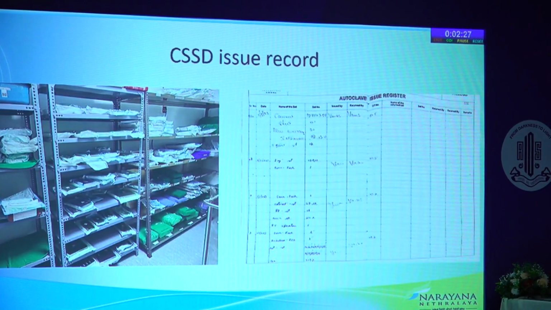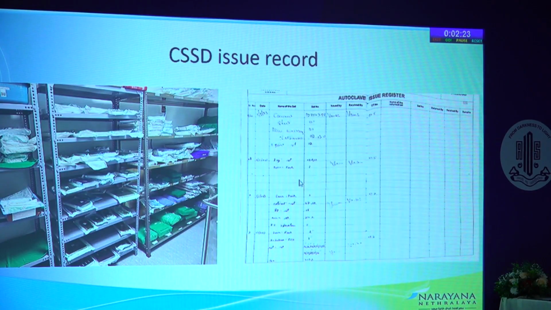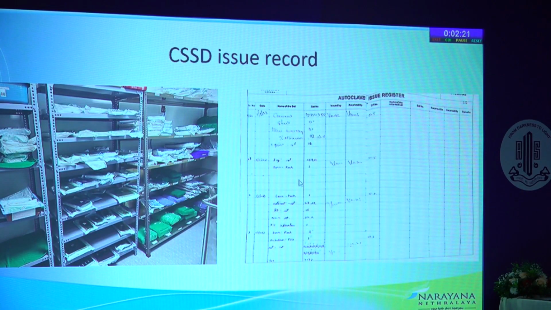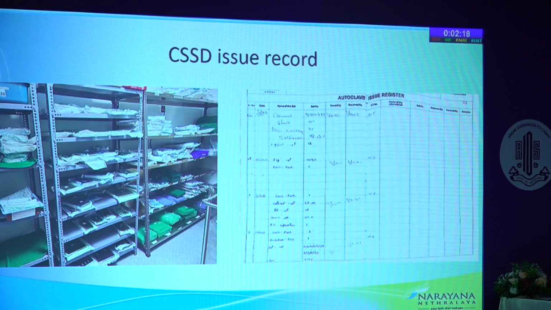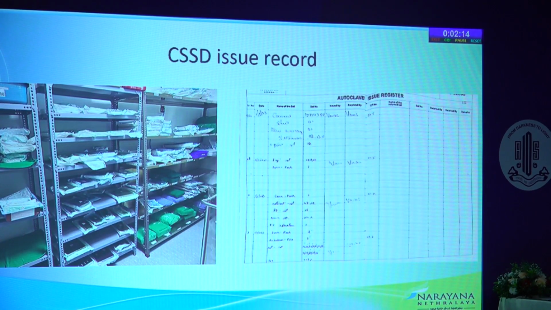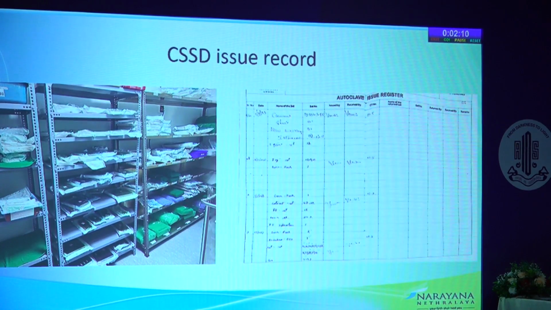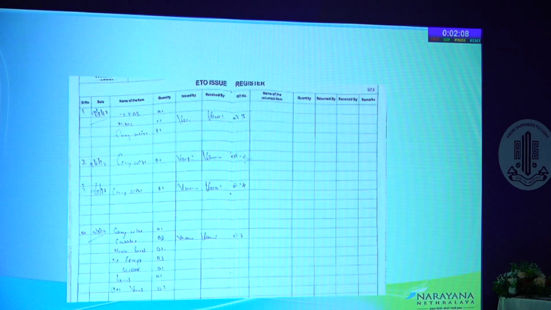So this is how the instruments would be stored after autoclave. And this is an issue register, which I verbally told you about. So every instrument which is stored here can be traced back to the load, and can be traced back to which OT it was issued to and which patient we have used that on. So we can go forth and back, and that is the purpose of documentation. If you can ensure that, that's the best documentation we can have.